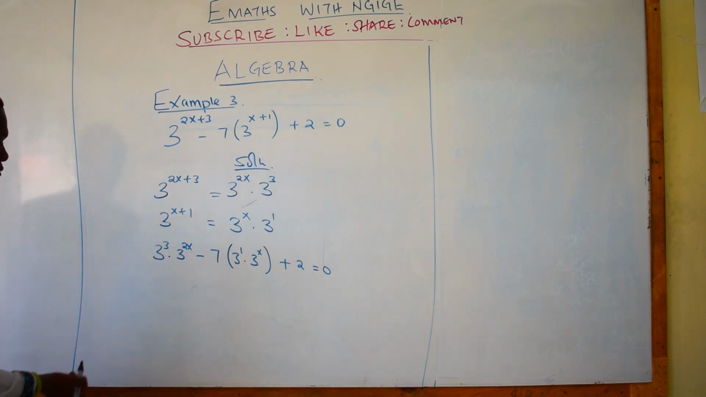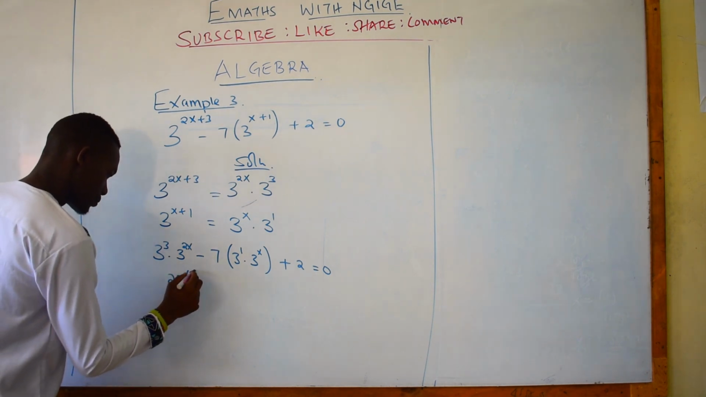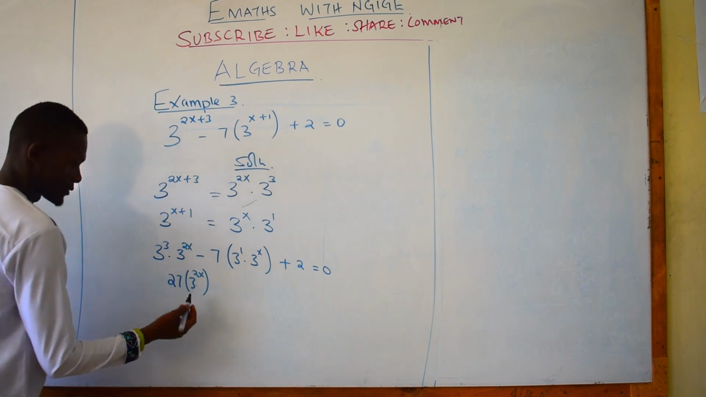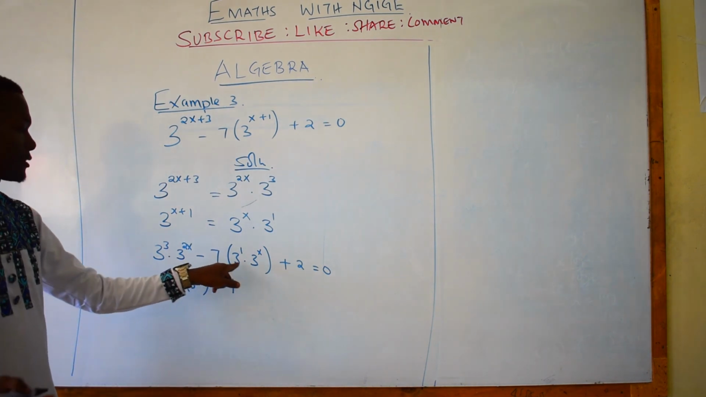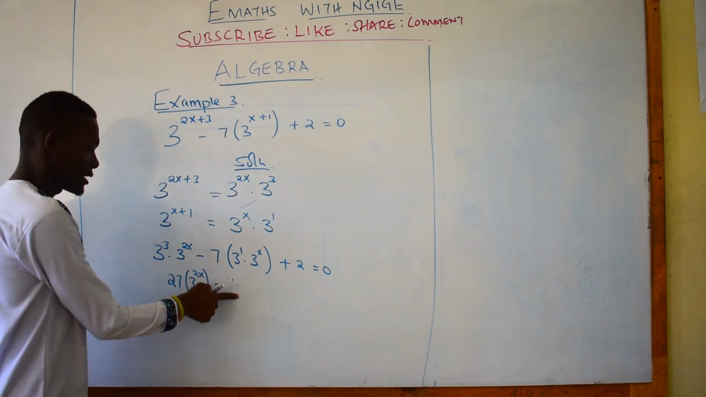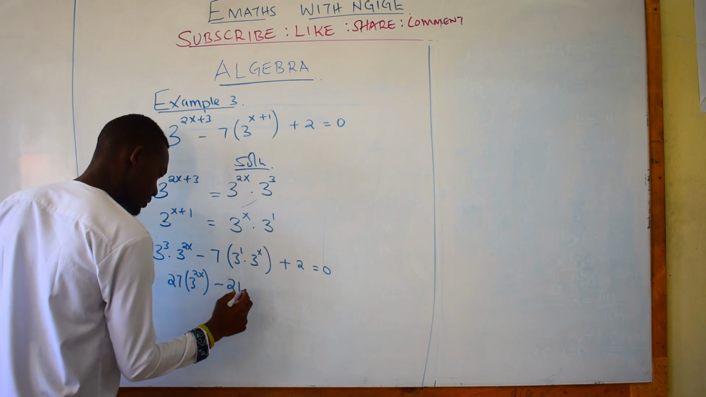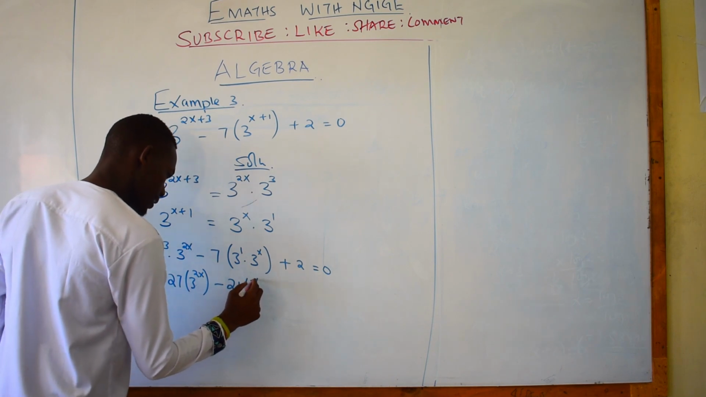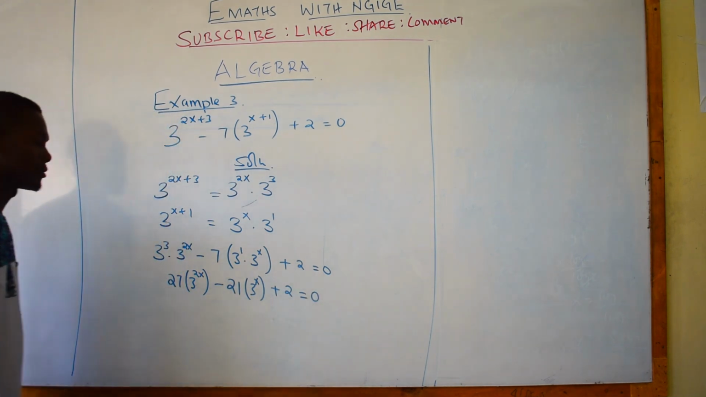Now we can find the exact numbers for these terms. 3 cubed gives you 27, so this is 27 times 3^(2x). Then minus 7 times 3 to the power 1, which is 3. So 7 times 3 gives you 21, times 3^x, then plus 2 equals 0.